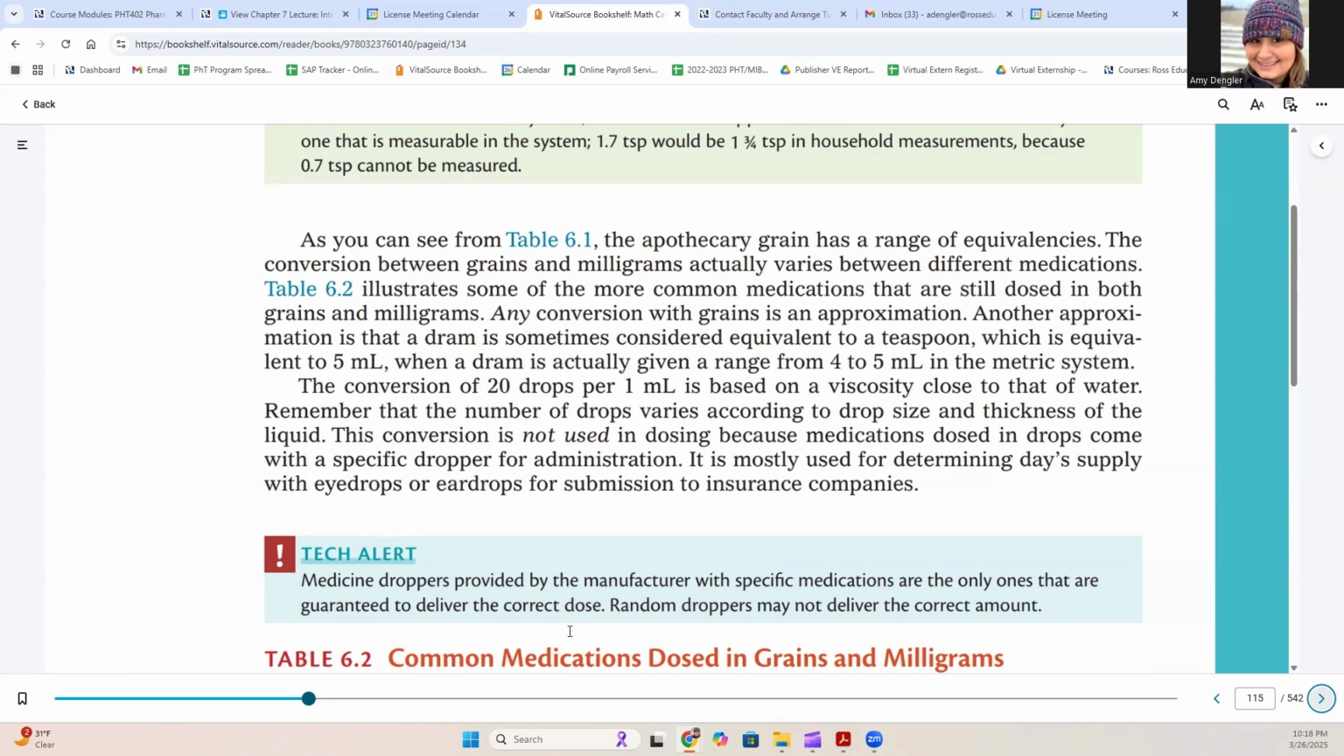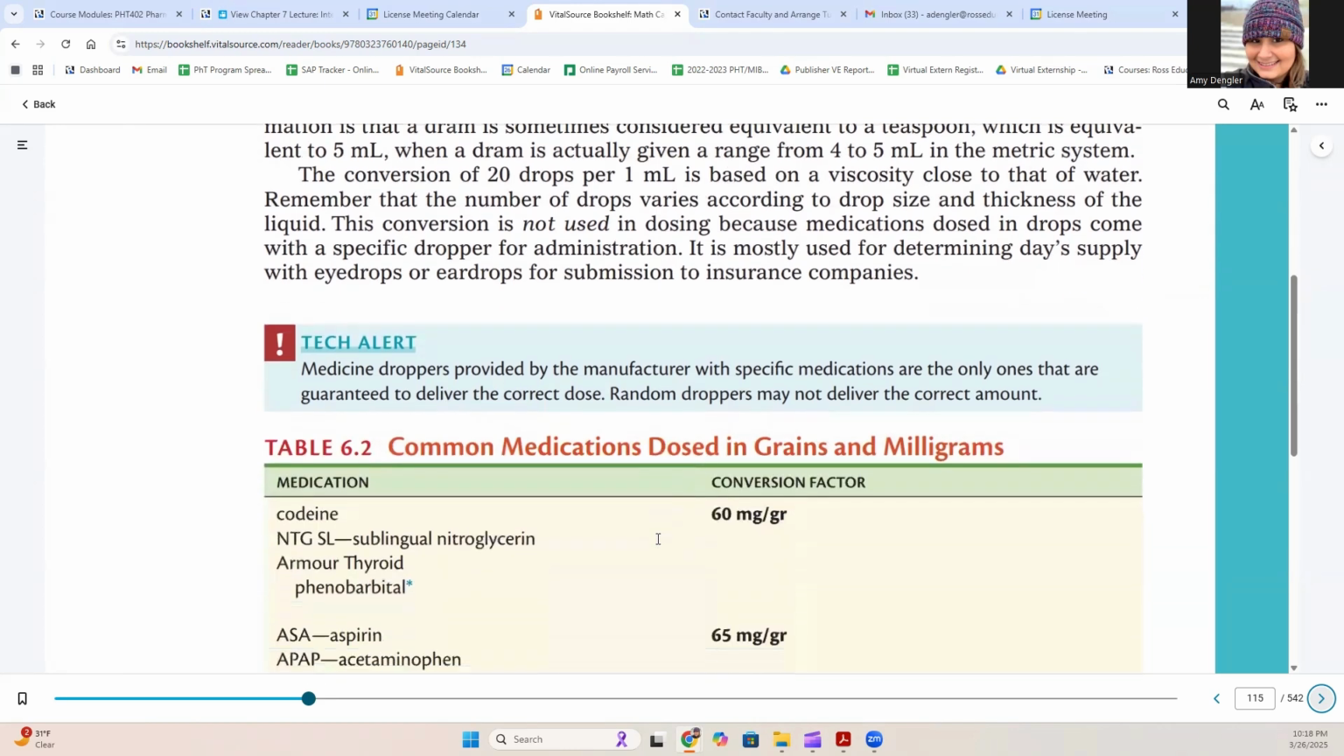Another approximation is that a dram is sometimes considered equivalent to a teaspoon, which is equivalent to 5 ml, when a dram is actually given a range from 4 to 5 ml in the metric system. The conversion of 20 drops per 1 ml is based on a viscosity close to that of water. Remember that the number of drops varies according to drop size and thickness of the liquid. This conversion is not used in dosing because medications dosed in drops come with a specific dropper for administration. It is mostly used for determining day supply with eye drops or ear drops for submission to insurance companies.